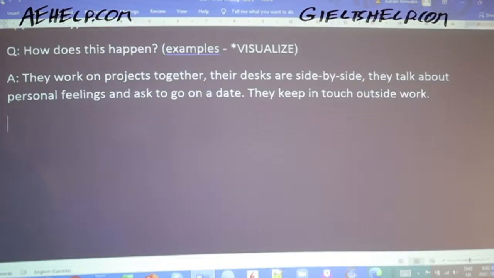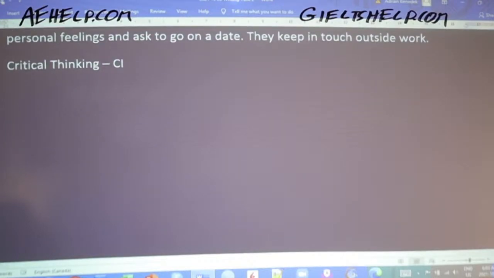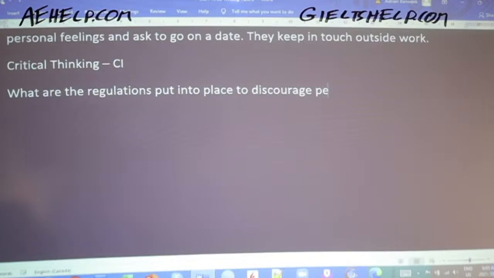But definitely that's it. All right, now let's do critical thinking for the controlling idea. All right, so critical thinking for the controlling idea. What are the regulations put into place to discourage personal relationships at work? And this is quick, when you think quick here.